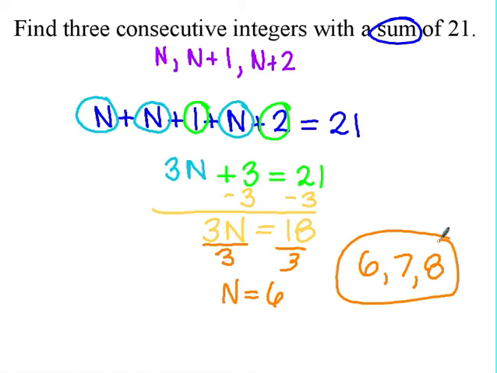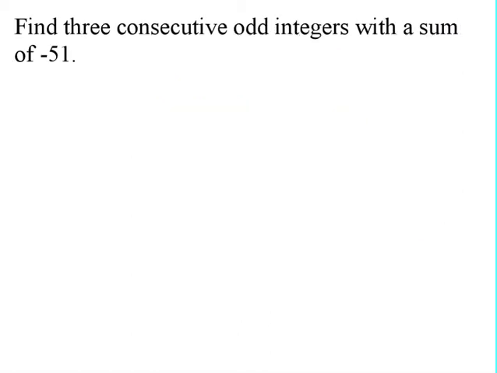All right, so let's look at another one. Last one today. Find 3 consecutive odds with a sum of negative 51. So I'm going to write odds. What do I know odds are? N, and then what? N plus 2 and n plus 4, because I remember that the 2 refers to spacing.